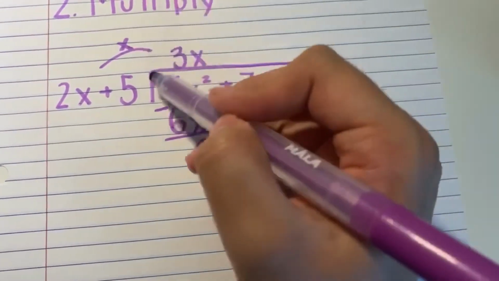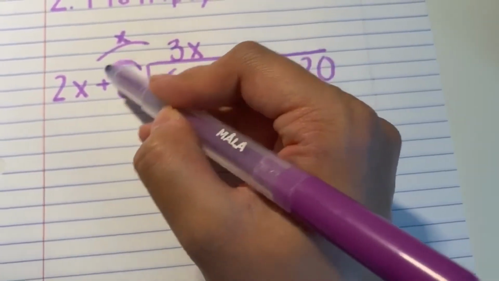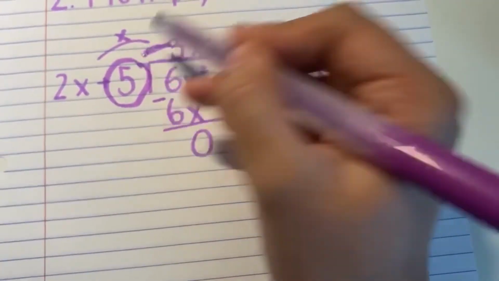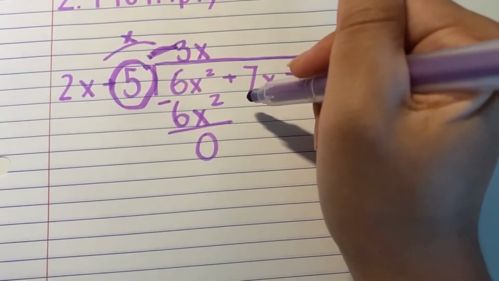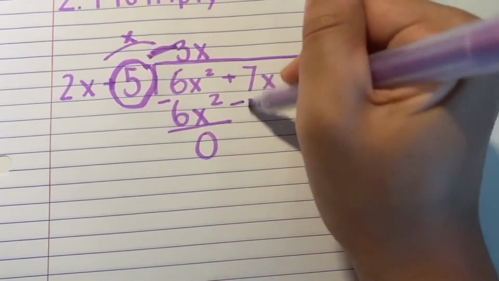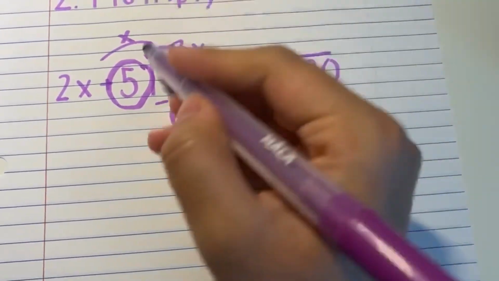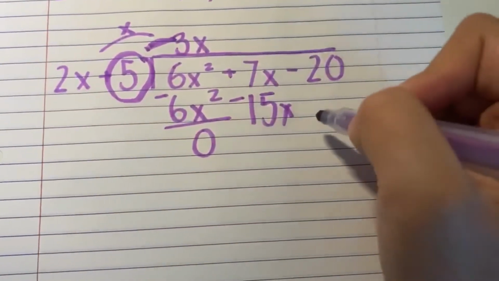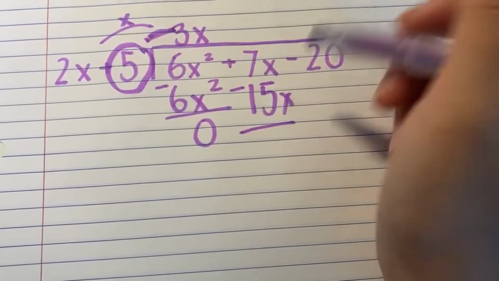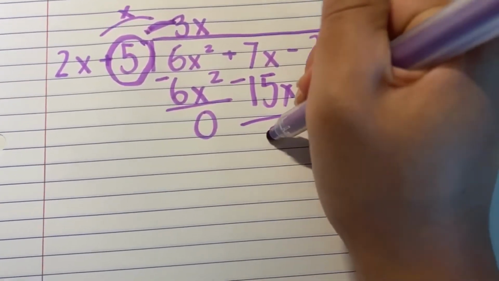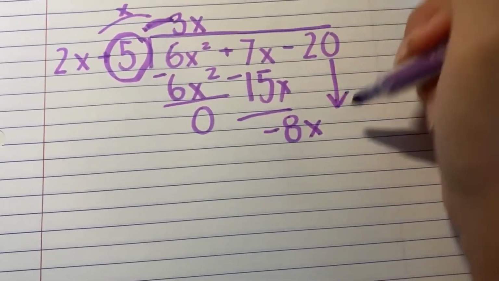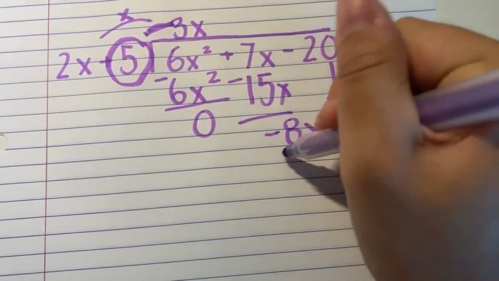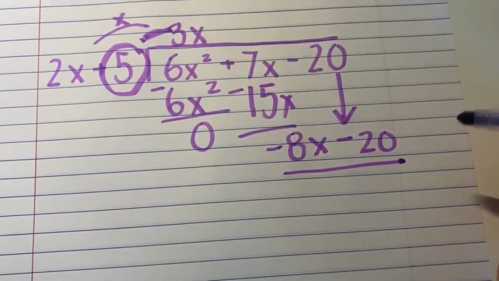And then you're going to take the next two numbers, the 5 and the 3, and you're going to multiply those together, and then subtract it from the rest of the equation. So minus 15x, because the product of this is 15x, and you're going to want the inverse of that. So 7x minus 15x is equal to negative 8x. You're going to bring down the rest of the equation. So your new equation right now is negative 8x minus 20.